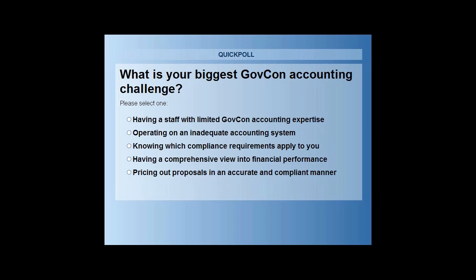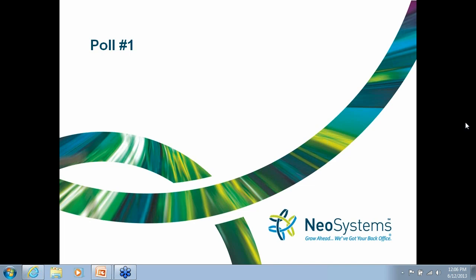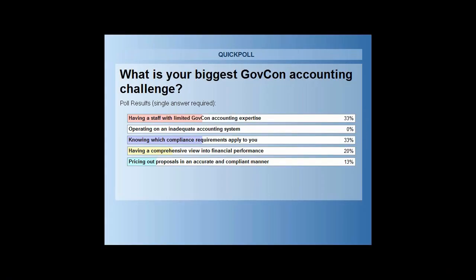Okay, and we're going to go ahead and close the poll. And let's go ahead and share the results with you. So looks like we have an even split, a third each, between having the staff with limited GovCon expertise as well as knowing which compliance requirements apply to you.